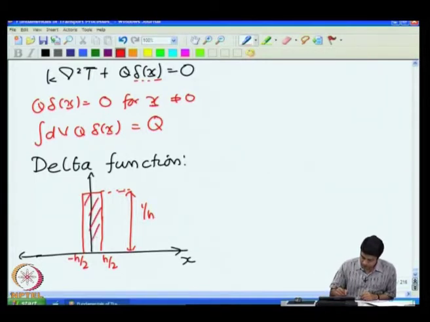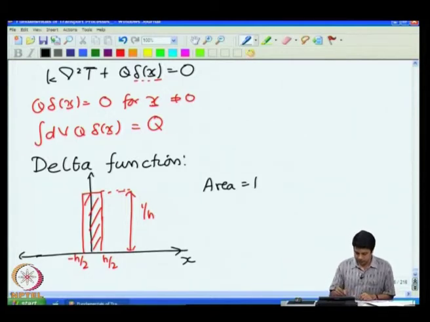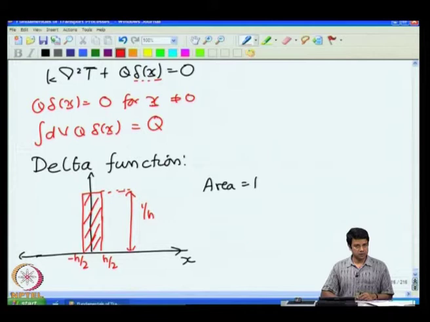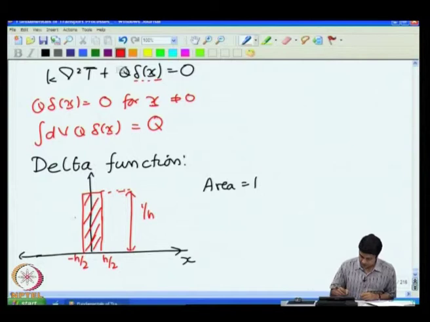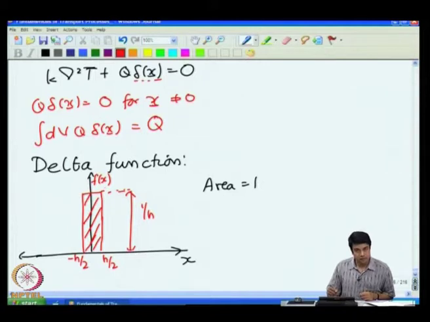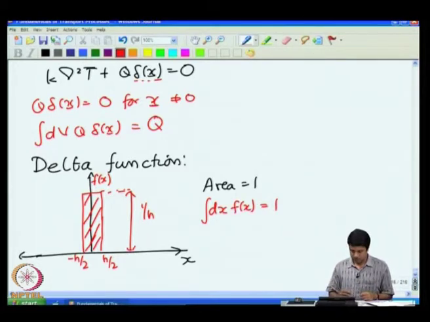The total area under the curve is going to be equal to 1. The reason is because the width of this function is h, the height is 1 over h. I multiply the two, therefore, I will get just 1. Okay. That means that this function f of x satisfies the integral condition, integral dx f of x is equal to 1 from minus h by 2 to h by 2.